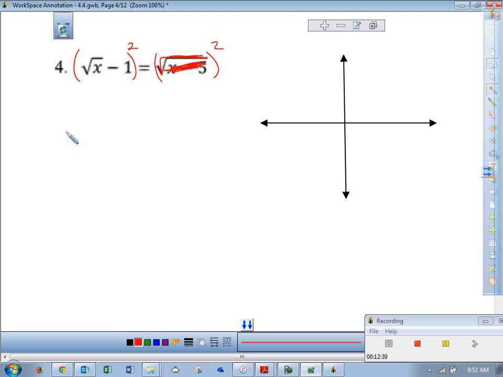Let's square the first guy. What's the square root of x squared? Turns out to be x. Then I need twice the product of these two terms. Well, the product of those would be negative square root of x. You with me on that?